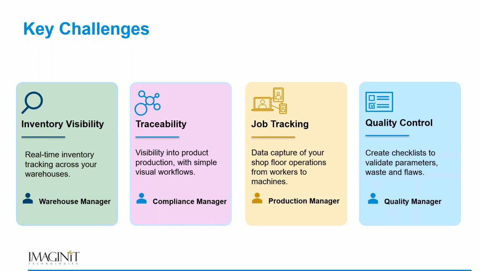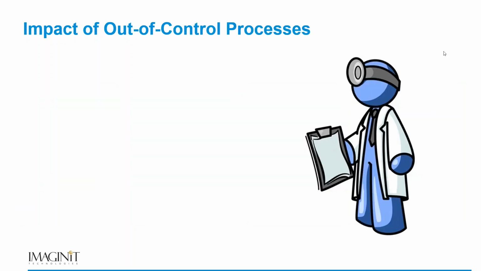But some of these things, any good MES system should be flexible so that we can bring these things in as we need. But again, the key focus here is on that job tracking, in my opinion. We've got to make sure that we can do that. So what kind of impact do we get in our company when we have these out of control processes?